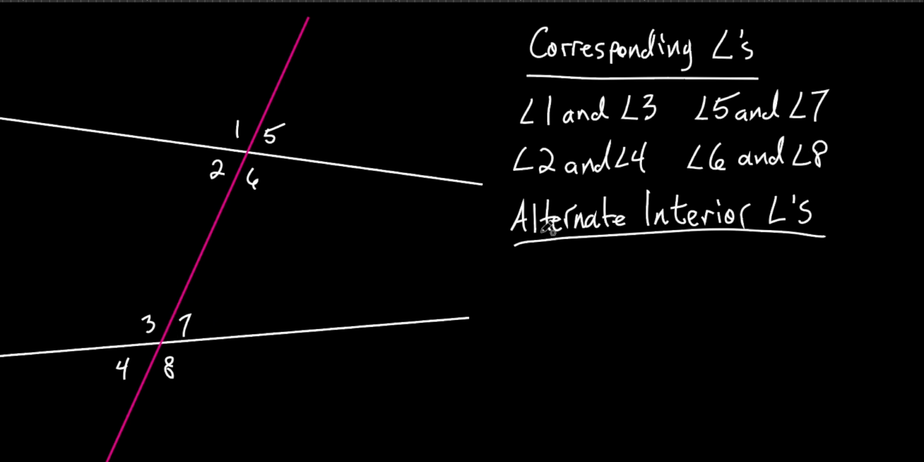We got that part. Now, what does the alternate mean? Alternate means the complete opposite, okay? The complete opposite. So look at 2. Which one out of these 4, 2, 6, 3, and 7, which one would be the complete opposite of angle 2?